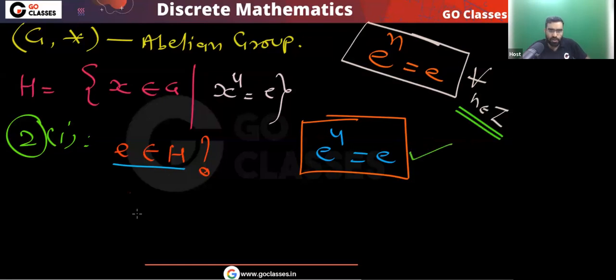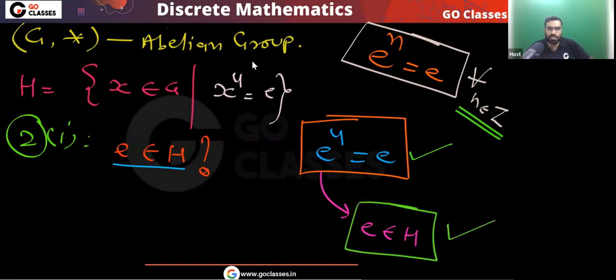If E power 4 is equal to E, then can I say E belongs to H? Tell me. E power 4 is E. So can I say E belongs to H? Yes, of course. So this is done. The identity element belongs to H.